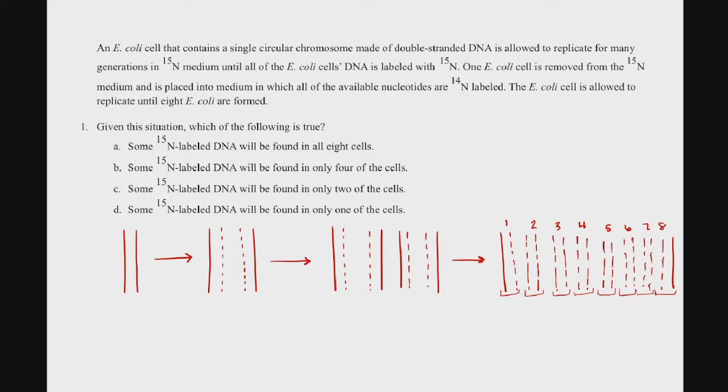Alright, an E. coli cell that contains a single circular chromosome made of double-stranded DNA is allowed to replicate for many generations in N15 medium. This is just an isotope, it just has to do with the weight of the atom.